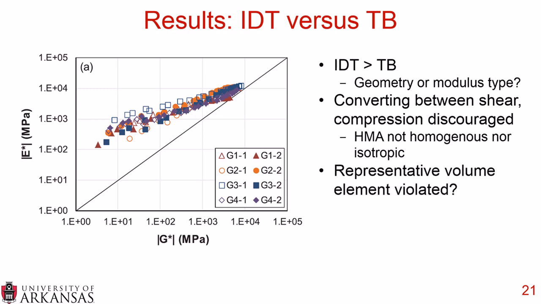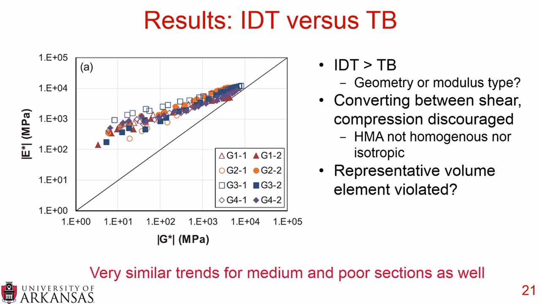Another thing that could be going on here is the representative volume element could be violated. So if you recall those torsion bar samples, the G star samples are very small. The biggest dimension is 50, then you have 12.5, then you have 6.5. And when you're looking at the size of aggregates, there is a chance that one single aggregate could take up the entire volume of a cross section of the sample. And then are you testing the mixture or are you testing a single aggregate? So we could have some RVE, or representative volume element, violations. Now this is showing the good sections, but there are very similar trends for the medium and the poor sections as well.